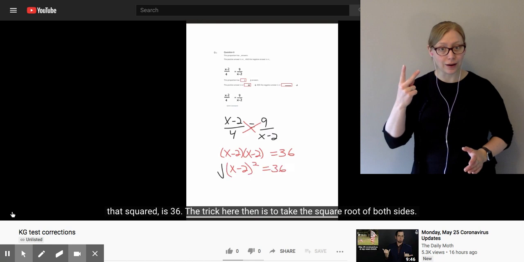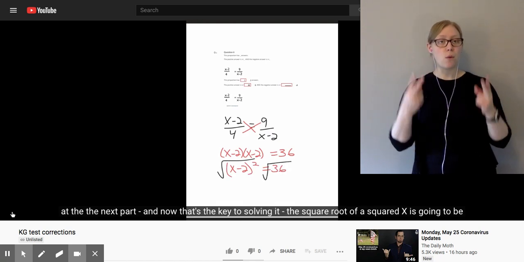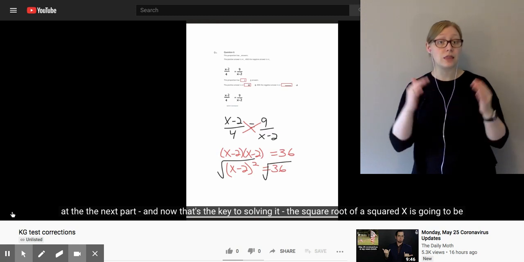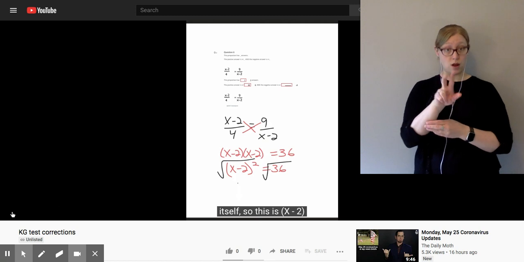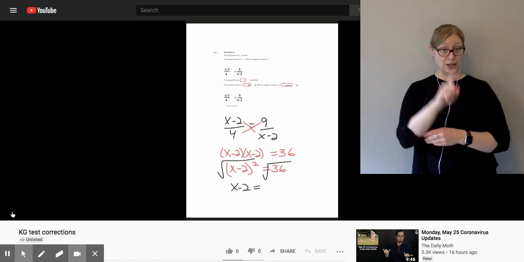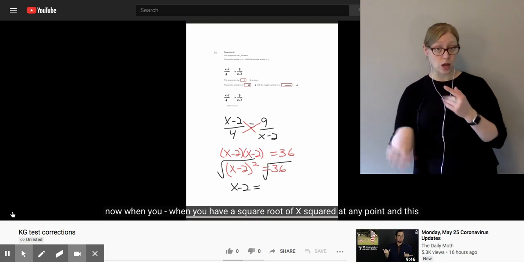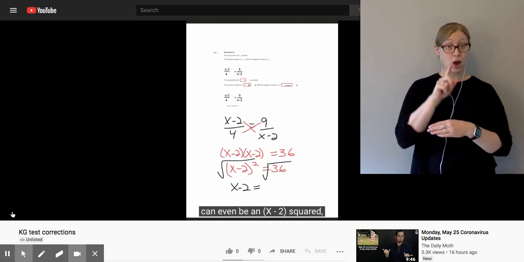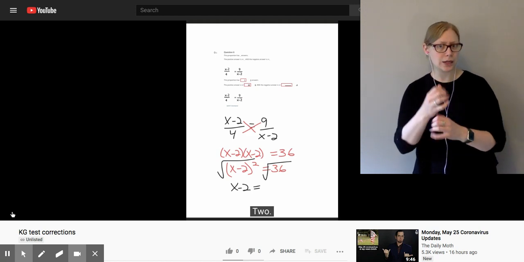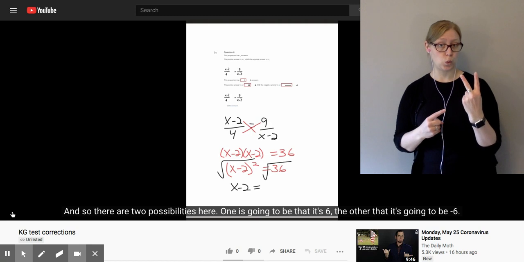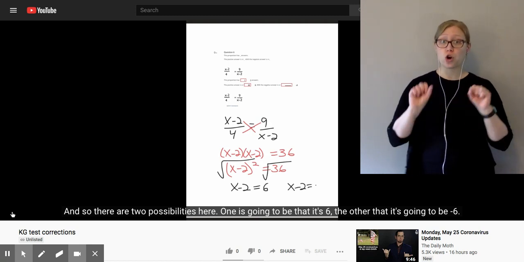The trick here then is to take the square root of both sides. That's the key to solving it: the square root of a squared expression is going to be itself. So this is x minus 2 equals, now when you have a square root of x squared at any point, even (x minus 2) squared, how many answers are you going to get? 2. And so there are two possibilities here. One is going to be 6, the other is going to be -6.